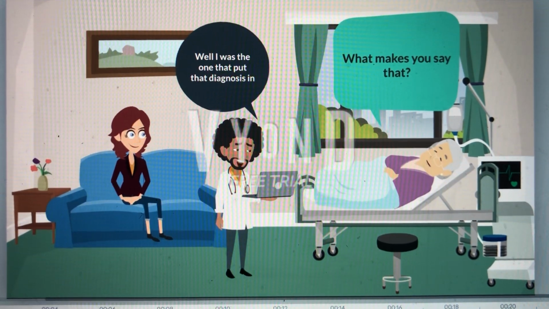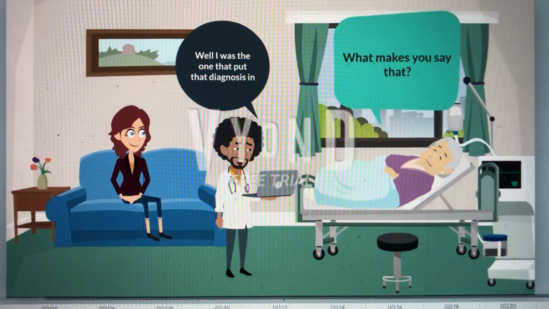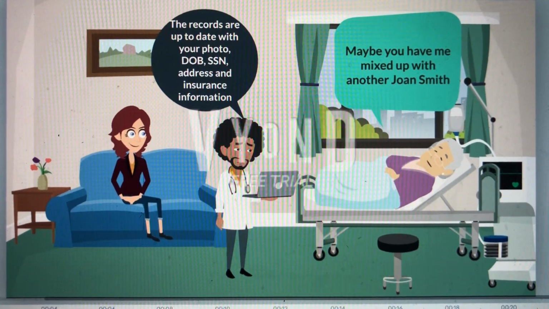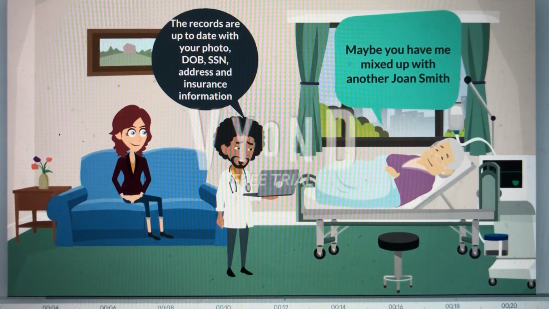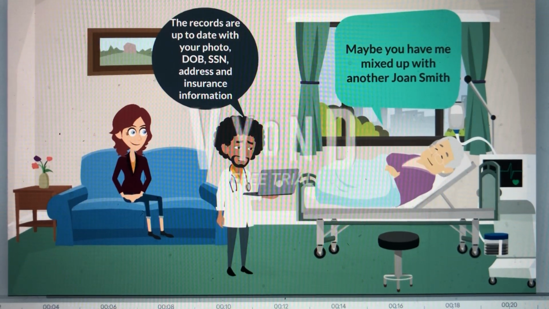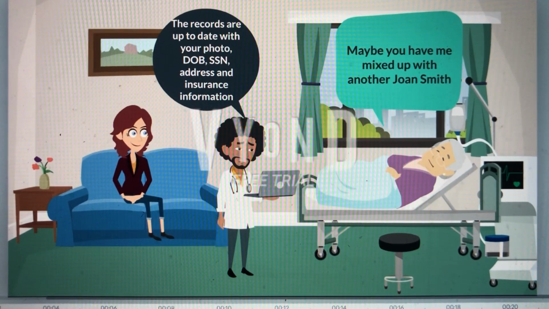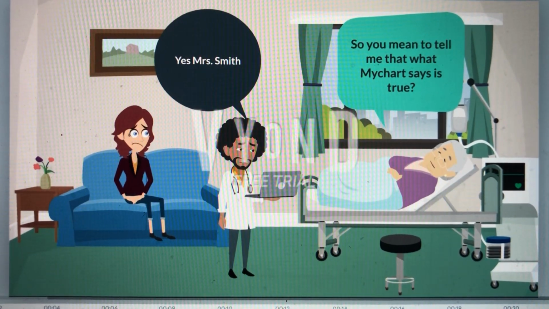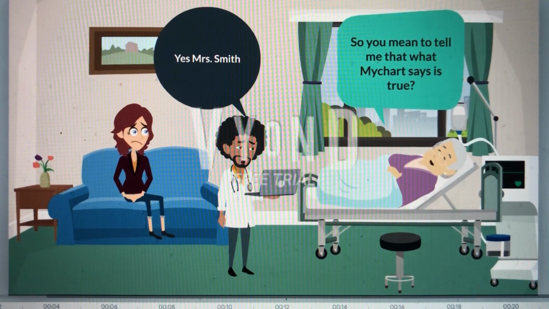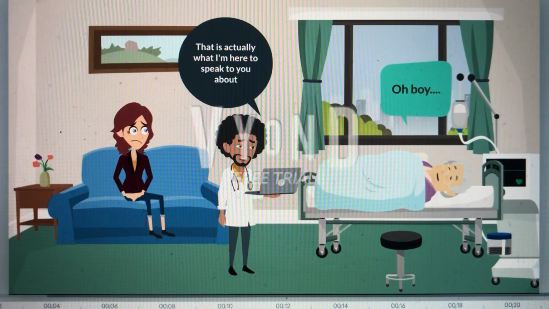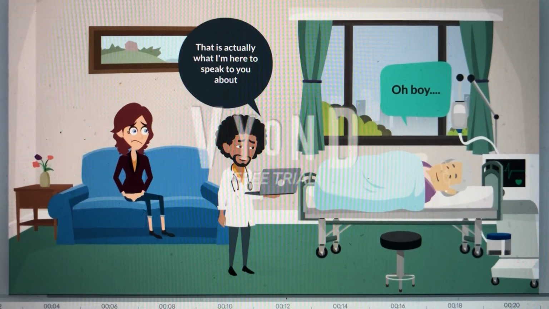What makes you say that? Well, I was the one that put the diagnosis in. Maybe you have me mixed up with another Joan Smith. The records are up to date with your photo, DOB, SSN, address and insurance information. So you mean to tell me that what my card says is true? Yes, Mrs. Smith. That is actually what I'm here to speak to you about. Oh boy.